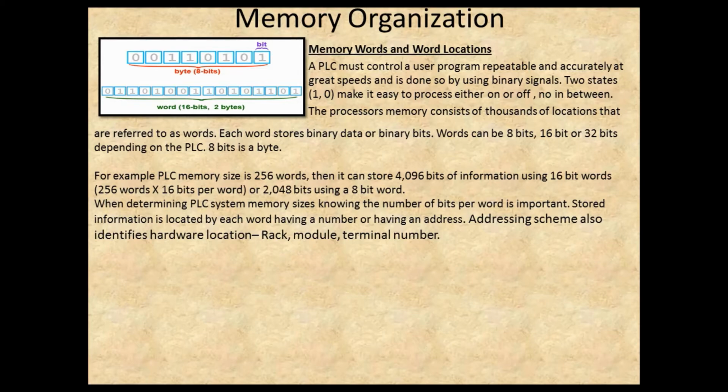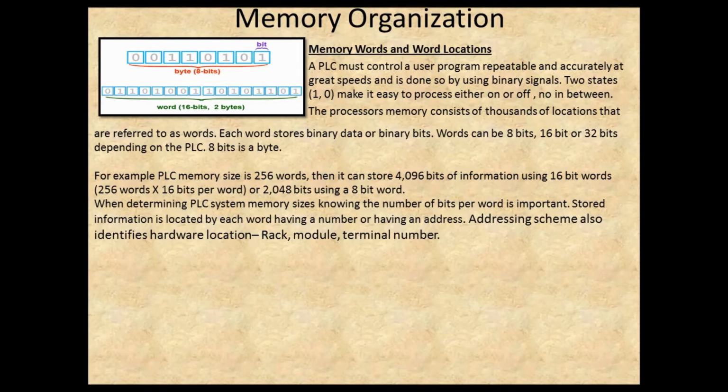Okay, for example, if PLC memory size is 256 words, then it can store up to 4,096 bits of information using 16-bit words. So if those words are 16 bits each, you've got your 256 words times 16 bits per word. Or you have 2,048 bits using 8-bit words.